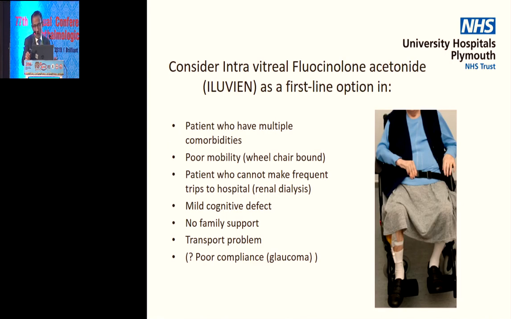So I would say that you should always consider intravitreal triamcinolone as a first option in certain group of patients. And in hindsight, when I look back, I thought my patient probably would have benefited by having an Ilevien implant rather than an anti-VEGF agent. So patients who have multiple comorbidities, who have poor mobility, who are wheelchair bound, patients who can't make frequent visits to hospital due to renal dialysis, they have a mild cognitive defect, or they have transport problem, which is quite relevant, not just in undeveloped countries, but can happen even in developed countries like England.